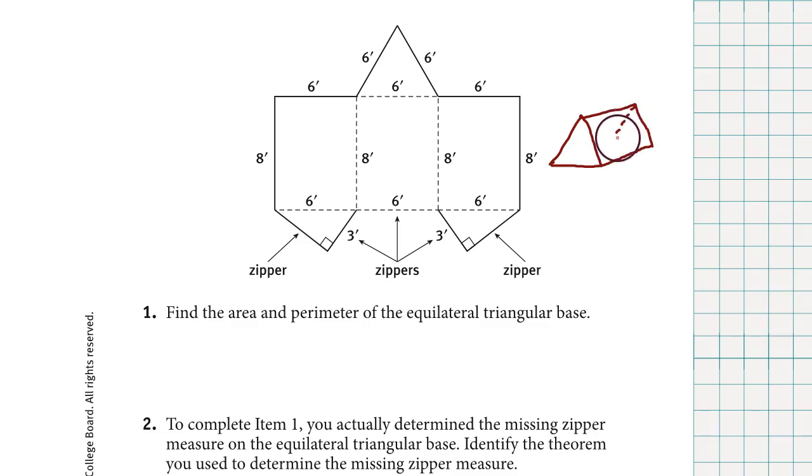I'm going to use dashed lines to be the hidden edges. If the tent was transparent, you would see these edges. So here's my drawing of what this tent looks like as a 3-dimensional object.